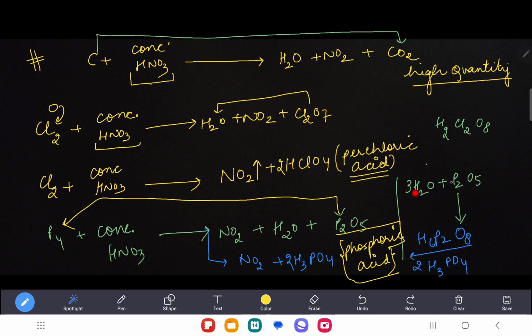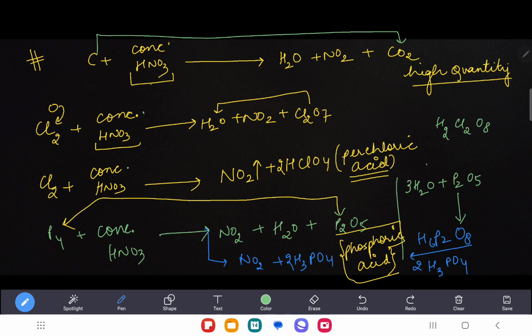So as of now, just remember that with phosphorus oxide only you need 3H2O. But for the others, you need just one H2O, but for only P2O5, you need 3H2O. Do you understand my point? So that is a concept. So this is how we have these kinds of reactions.